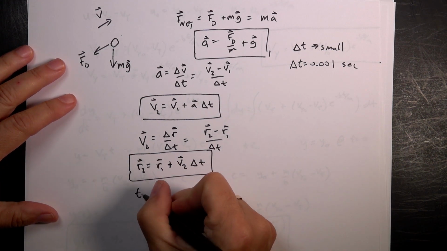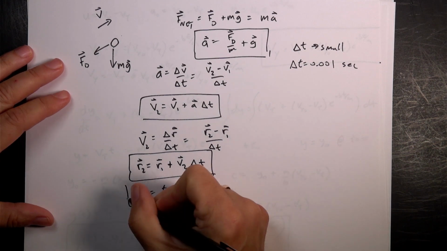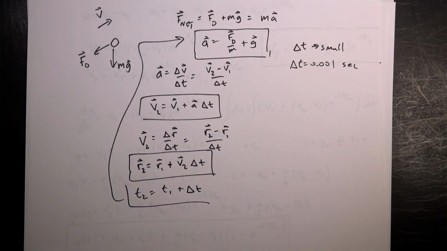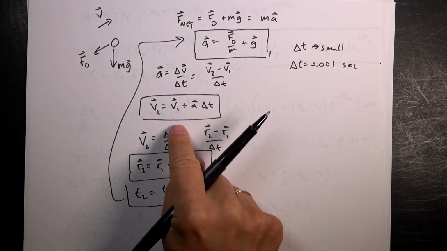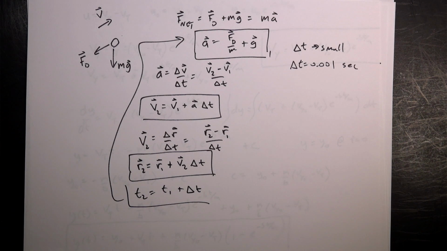And then I'll update time. T2 equals T1 plus delta T. That's important. And then go back up here and repeat the whole thing. So I'm going to calculate the acceleration, update the velocity, update the position, update time, and then just keep doing that all over again. So we're going to do that in Python.